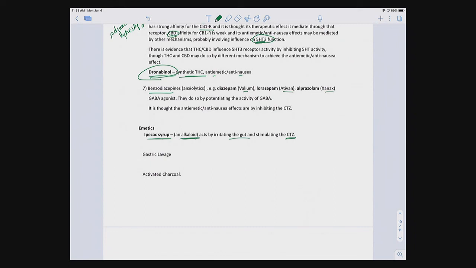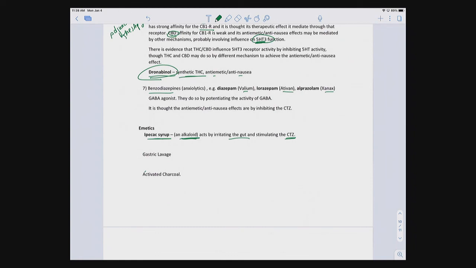So I have 3 things here: Ipecac syrup, gastric lavage, and activated charcoal. Well, what do all 3 of those have in common? And this is more of a historical point. What do you do when someone ingests a poison or maybe an oral overdose of drugs? Well, old school would be that if they took a bunch of pills or had some poison in them through the mouth, you would make them vomit. So you would give them an emetic and they would throw the poison up. And for years, that's the thinking.